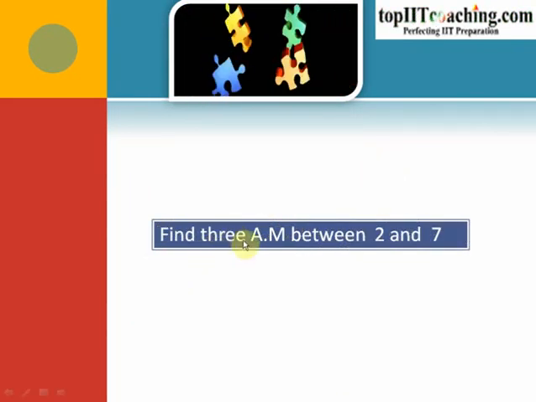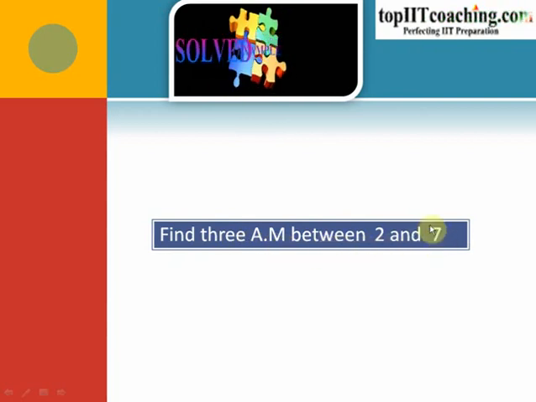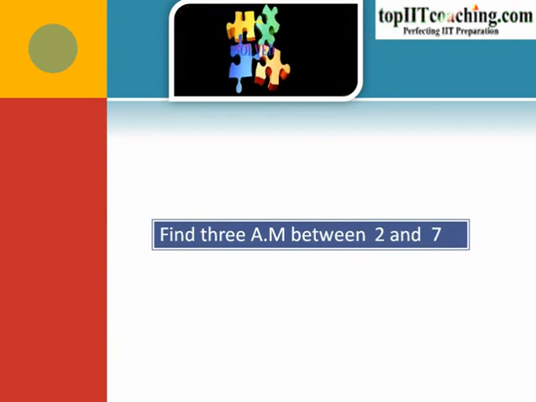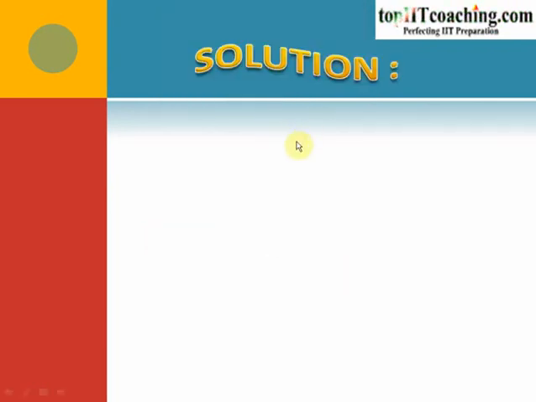Let's try to solve an example. It says: find 3 arithmetic means between 2 and 7. So now we have to find three arithmetic means between the two numbers 2 and 7. So how are we going to do this?